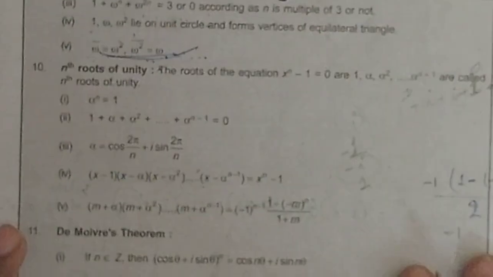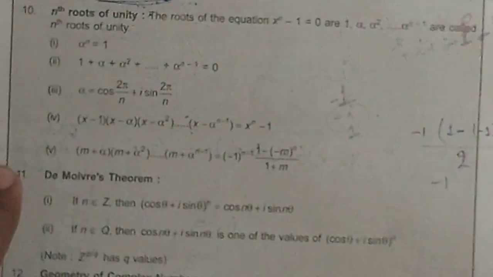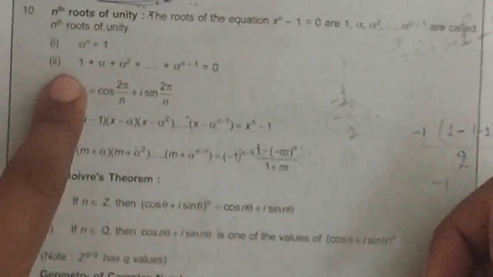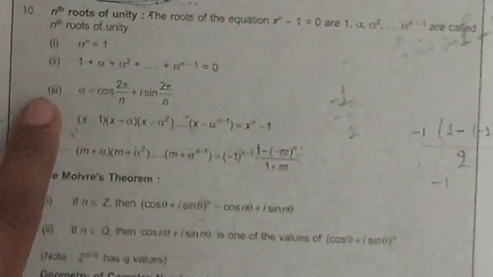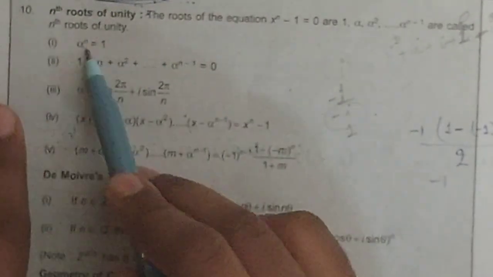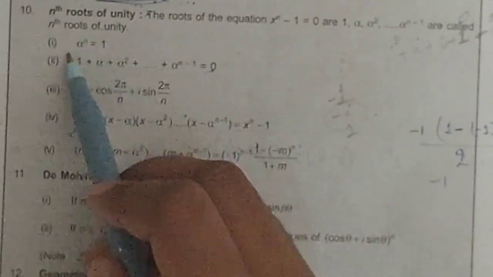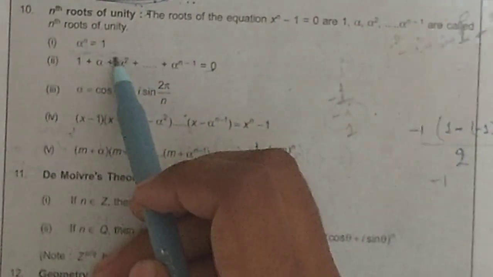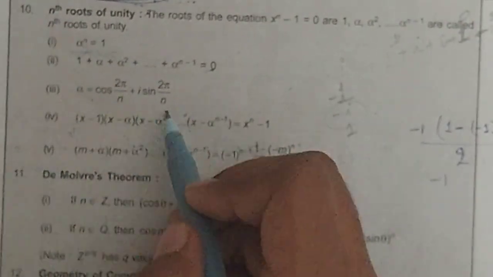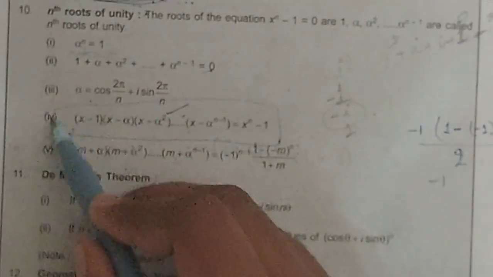Nth root of unity. Before that we were talking about the cube root of unity, now it's nth. So in nth we have 1 plus alpha plus alpha squared and so on, and this sum is equal to 0, and the highest power is always equal to 1. You can see here it's the nth root, so alpha to the power n is 1. And this was one more important property, and these types of questions are asked a lot.